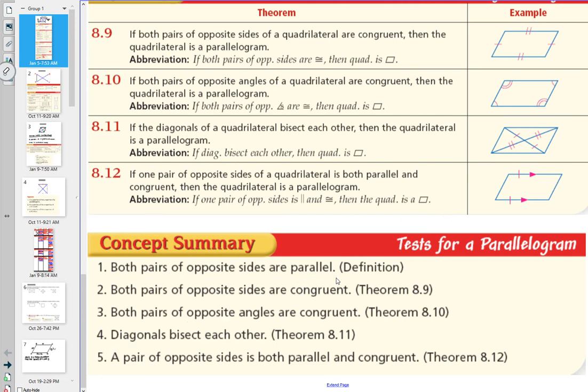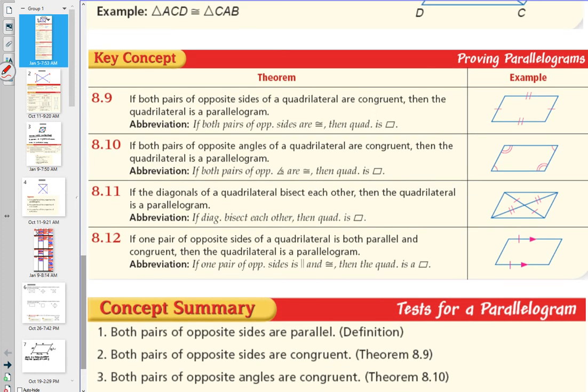Then we learned some ways to prove, like let's say that you're not sure that you have a parallelogram. You're not being told, you're being asked if you have a parallelogram, right? These are what you could use to prove it. Both pairs of opposite sides are congruent. That would be enough to prove it. Both pairs of opposite angles are congruent. That would be enough to prove. Diagonals bisect each other. Of the ones that we just named, those three could be used to prove.